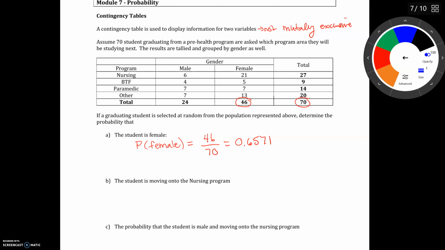Okay. The next question, we're asked to figure out the probability that any student is moving into the nursing program. So we'd have to look at the total number of students moving into the nursing program and look at it out of the total population. So the probability that a student is moving on to nursing would be 27 out of 70, which comes out to 0.3857.